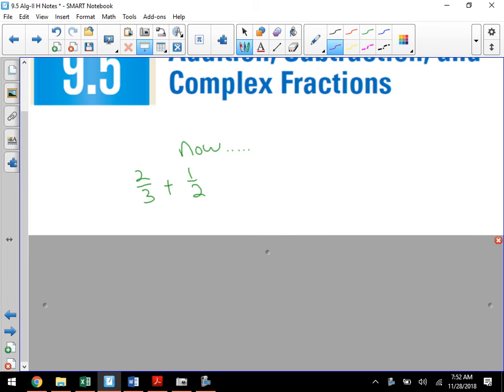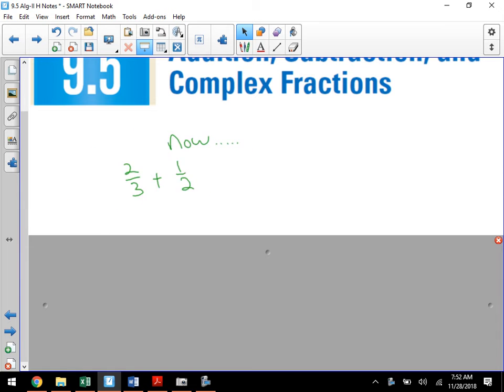What do you do here? Oops. If I want to add those two together, 2/3 plus 1/2. It is very complex.